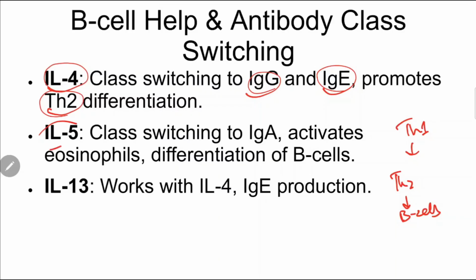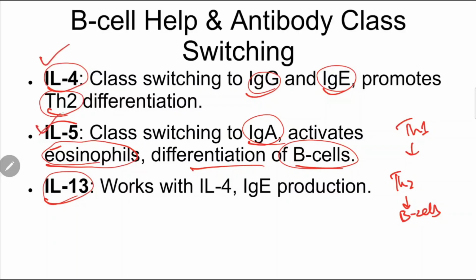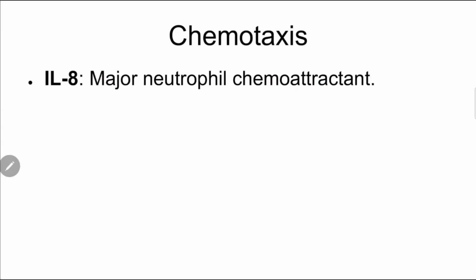Interleukin 5 also helps with class switching, but it class switches to IgA, and it also activates your eosinophils, right? And it is also responsible for differentiation of B cells. Finally, interleukin 13 is not very high yield. These two are more high yield in my opinion, but what you can know is that interleukin 13 works with interleukin 4, and that helps with IgE production.